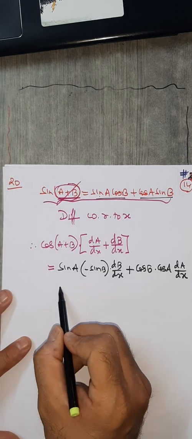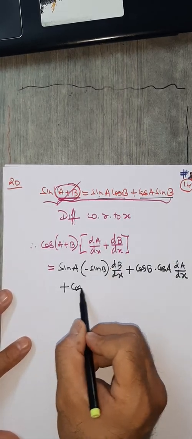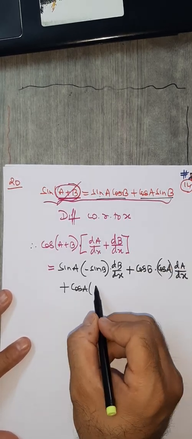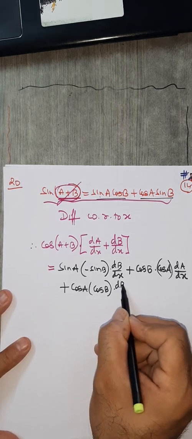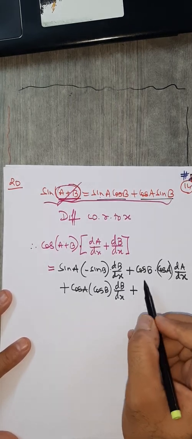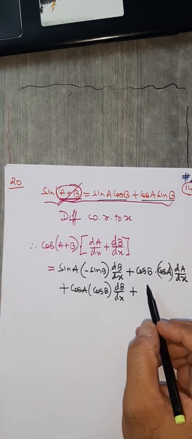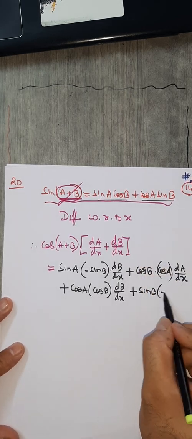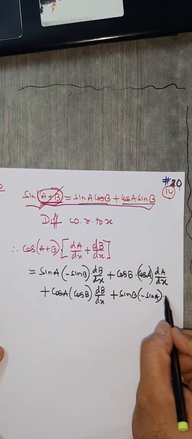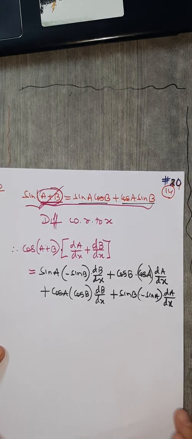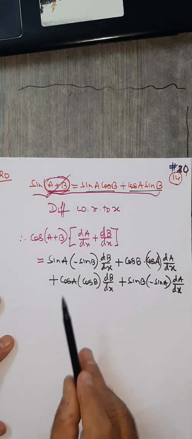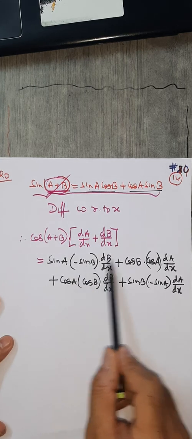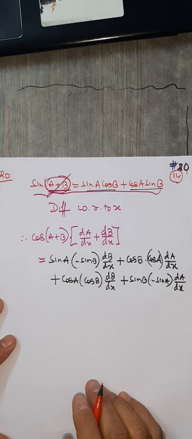Chain rule here. Plus, now we go to this term, cosine a as it is, differentiation of sine b, which is cos b into, by chain rule, dB by dx. Plus, now here sine b as it is, differentiation of cosine a, which is minus sine a into dA by dx. I've used simply product rule here. Sine a as it is, differentiation of cos b is minus sine b, and so on. Now differentiation is over, we just simplify.